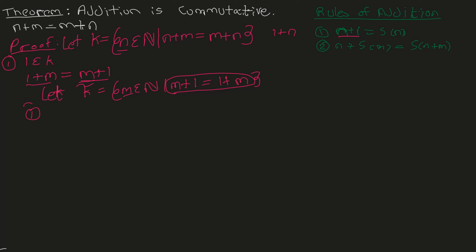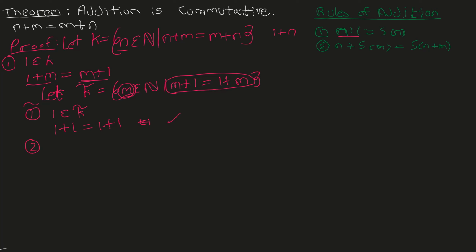So let's do 1 tilde. Remember, for 1 tilde we have to prove that 1 is in K tilde, which is just replacing m, because we defined it with m, with 1. So 1 plus 1 is equal to 1 plus 1. Now the left hand side looks exactly like the right hand side, so we're done with this part.